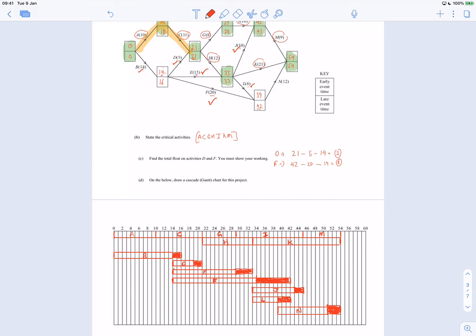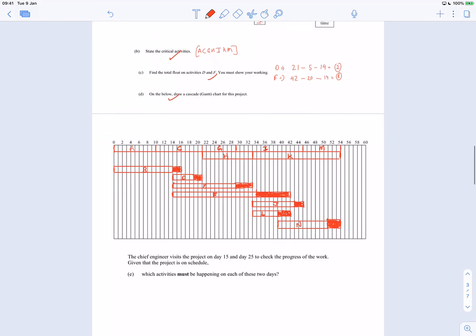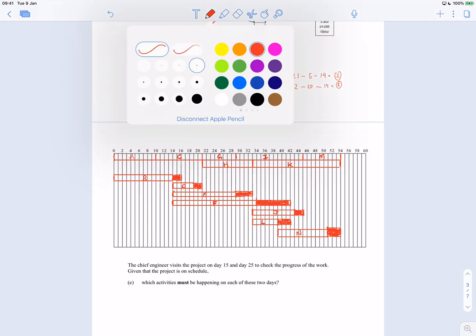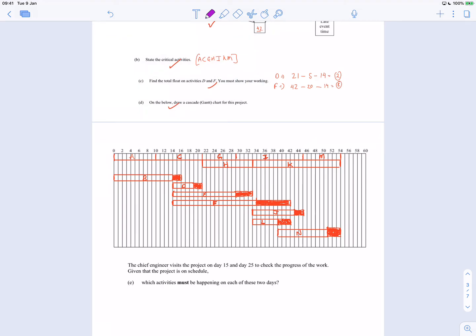Cool. On the below, so hold on, find the total slack, done that. State the critical activities, done that. Drawn the thingy. Okay. The chief engineer visits the project on days 15 and days 25 to check the progress of work. Given the project is on schedule, what activities must be happening on these 2 days? Okay. So if I was to visit on day 15, that would be a line that's skewering this thing here, like so, yes? It's between the 15 and 16 day.